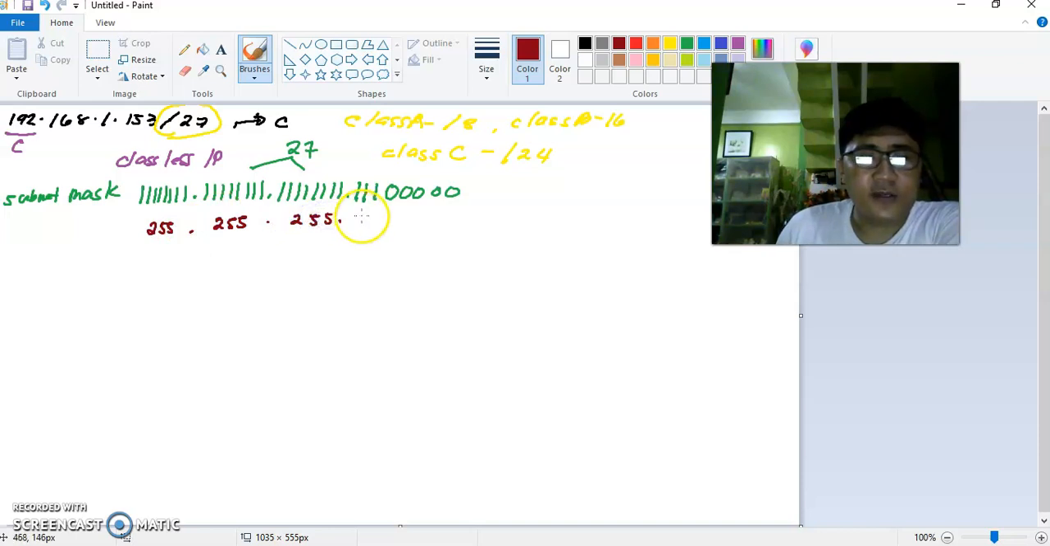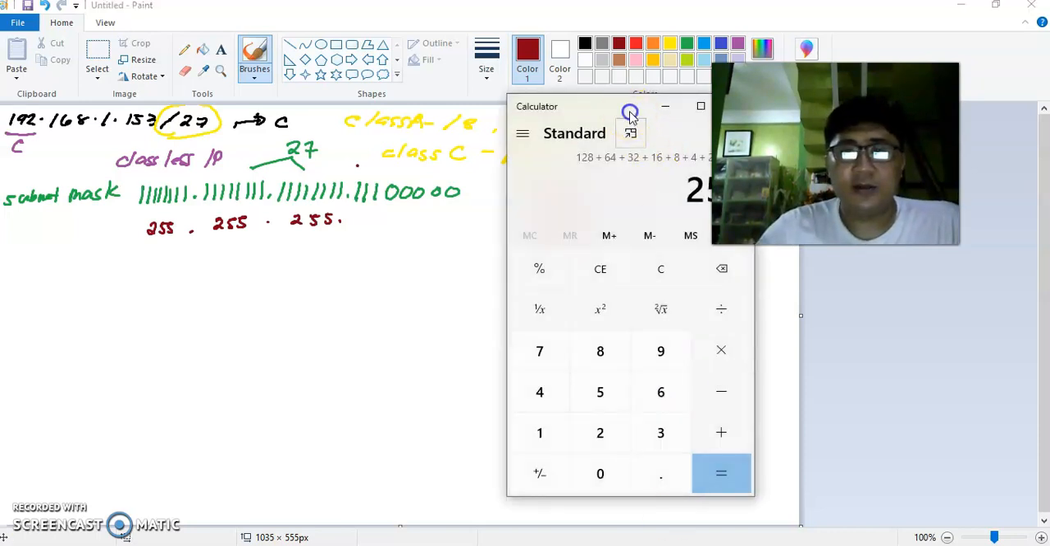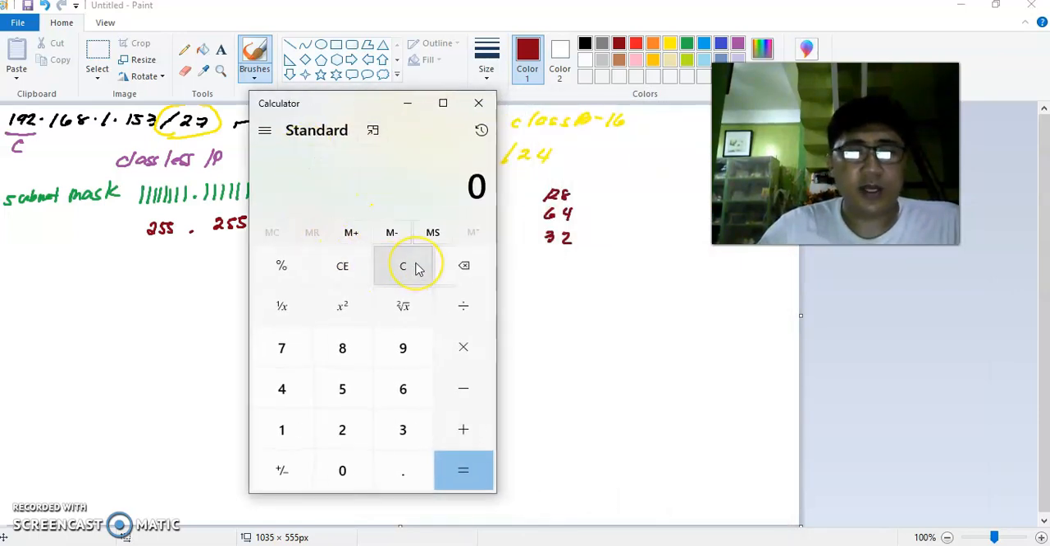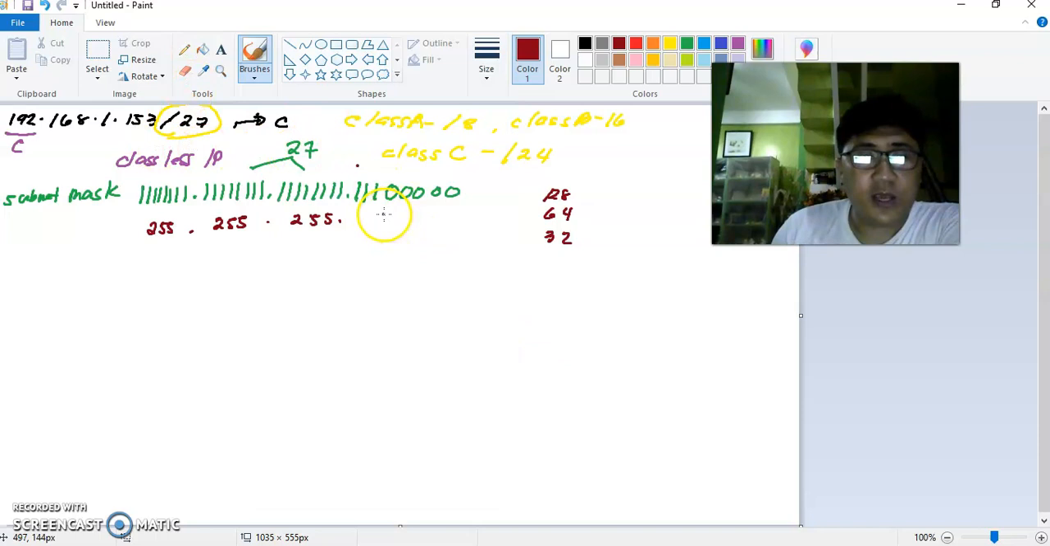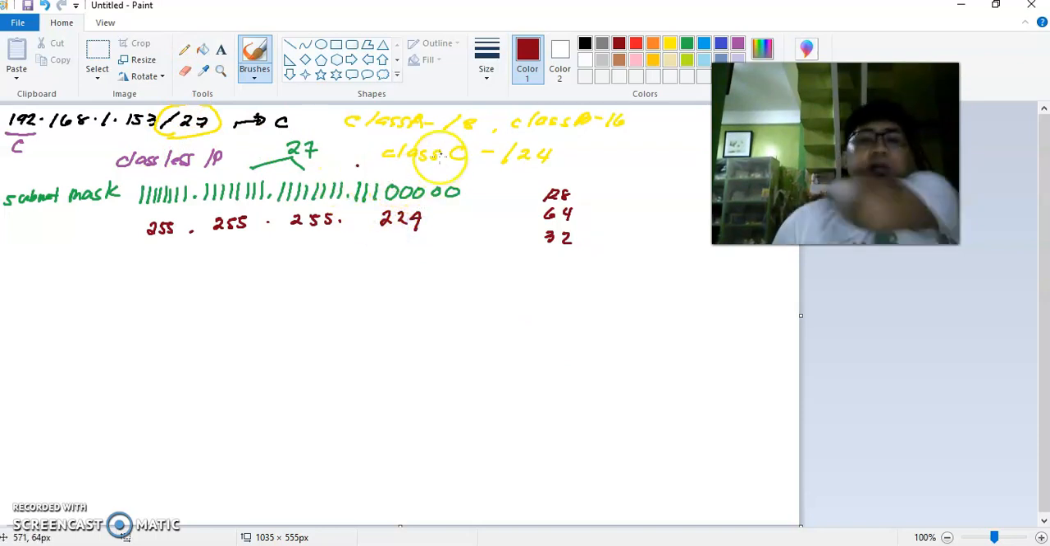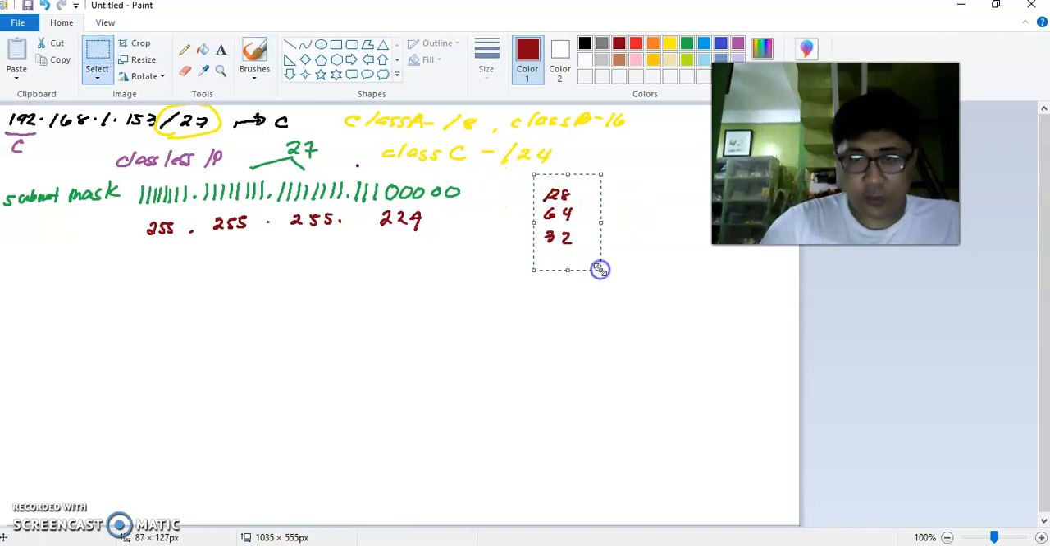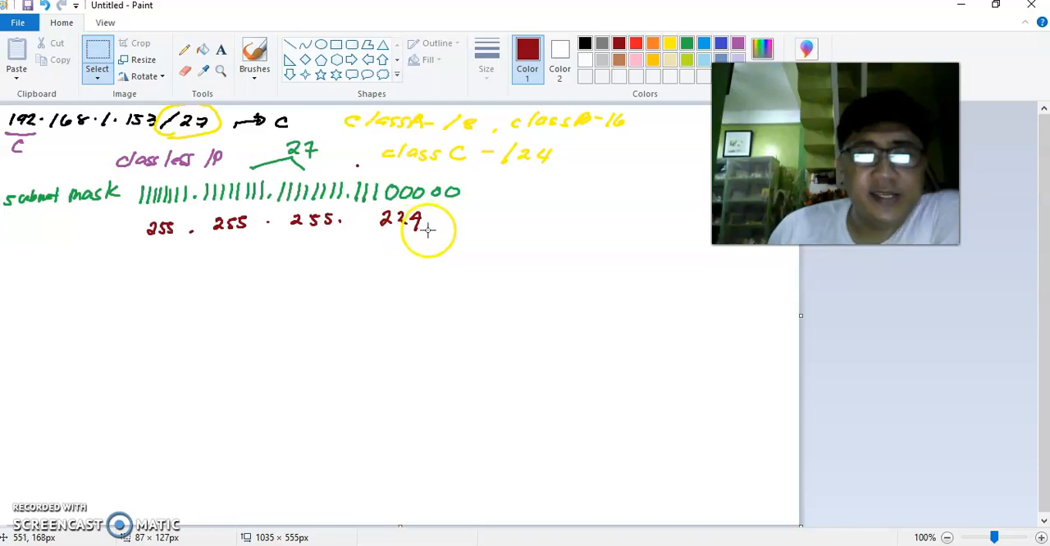So that is your subnet mask, equivalent to 255.255.255 and then the last octet, with place values 1, 2, 4, 8, 16, 32, 64, 128. So that is 128 plus 64 plus 32, which gives you a result of 224. So we have a 224 value here.